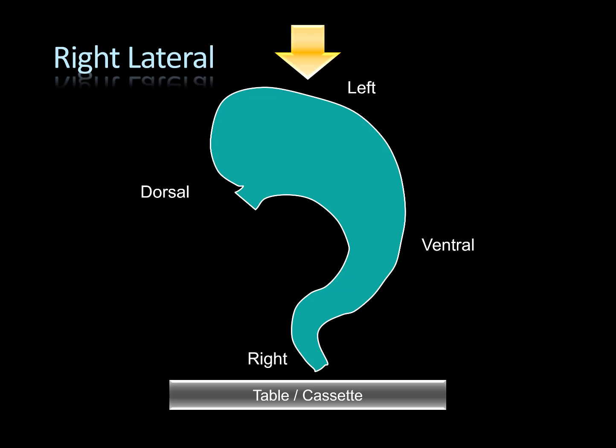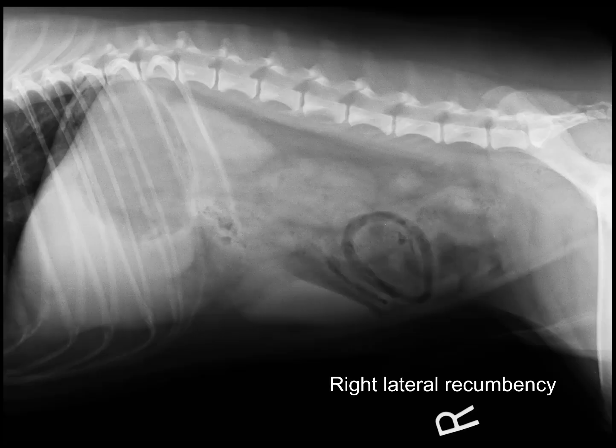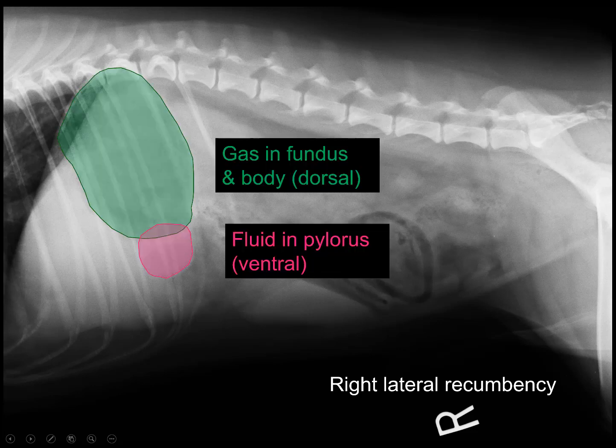In right lateral recumbency, the dog is on his right side. Again, fluid is still going to collect on the gravity-dependent portion, so now that's the right side of the dog. So the fluid will fill the pylorus, and the fundus will be gas-filled, and you'll see that on the dorsal aspect of the radiograph, just like this. So right lateral recumbency, there's fluid in the pylorus, gas in the fundus. Again, we're seeing more of the body here because there's a little bit more gas in this patient's stomach.